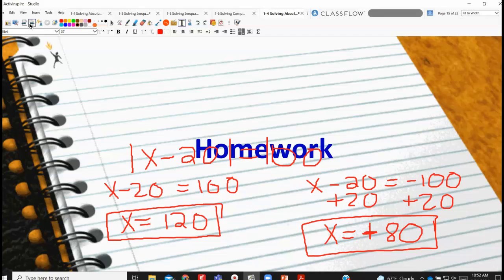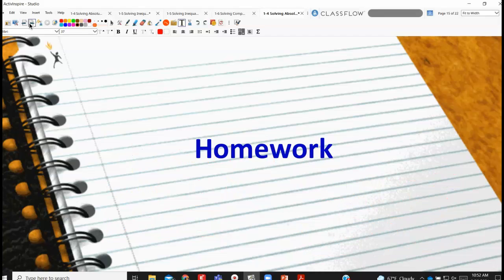Okay, your homework is the next page in your packet. You are doing just the front and the back. So it's 12 questions.